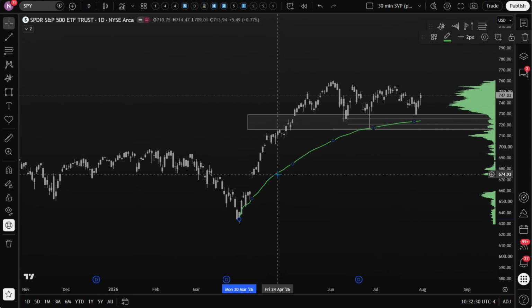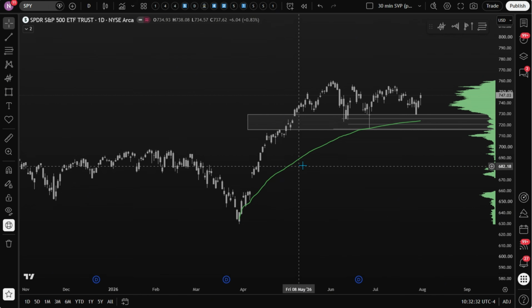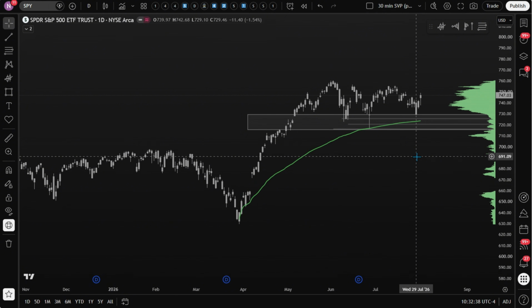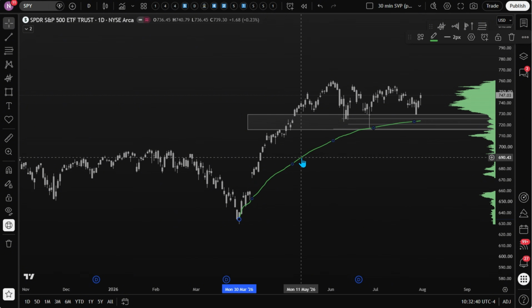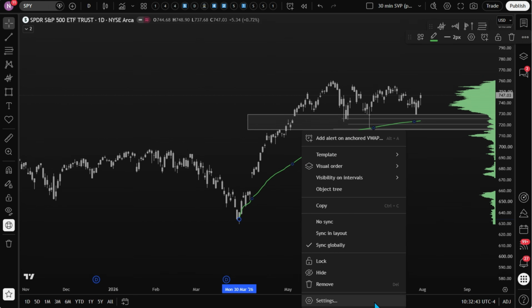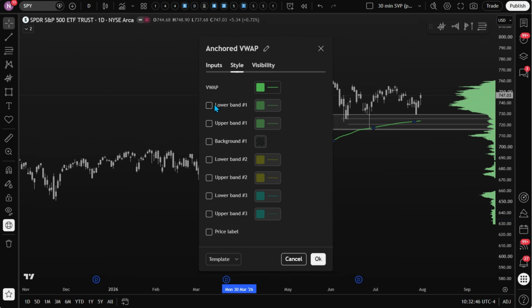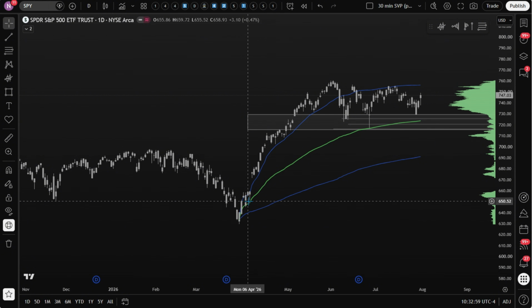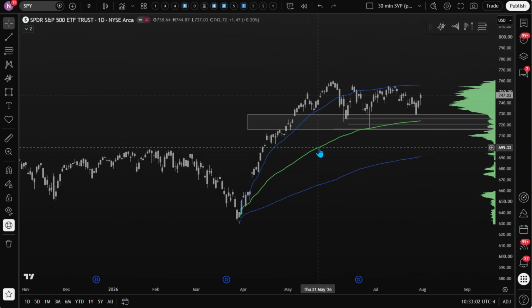So if I click here, I'm going to show you, this is just a simple anchored VWAP. If we are using it on a daily chart or a long-term analysis, I do like to include the standard deviations. So I would go over to my settings. I'm going to click on my lower and upper band, and I like to make them blue personally. I don't know why, it's your preference. Blue's my favorite color. But I'm going to click OK. Now, this green line here in the middle, that is our volume weighted average price of all the trading in this trend.